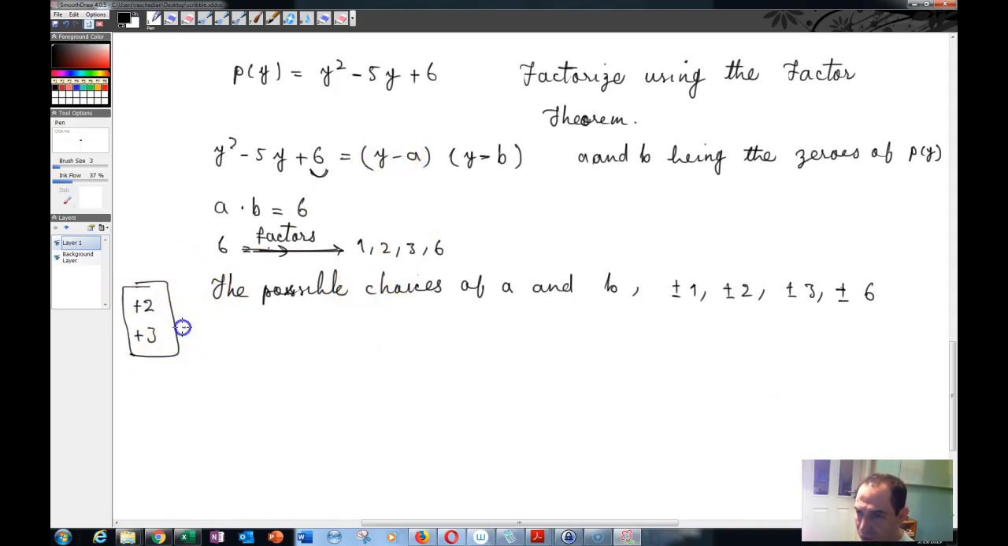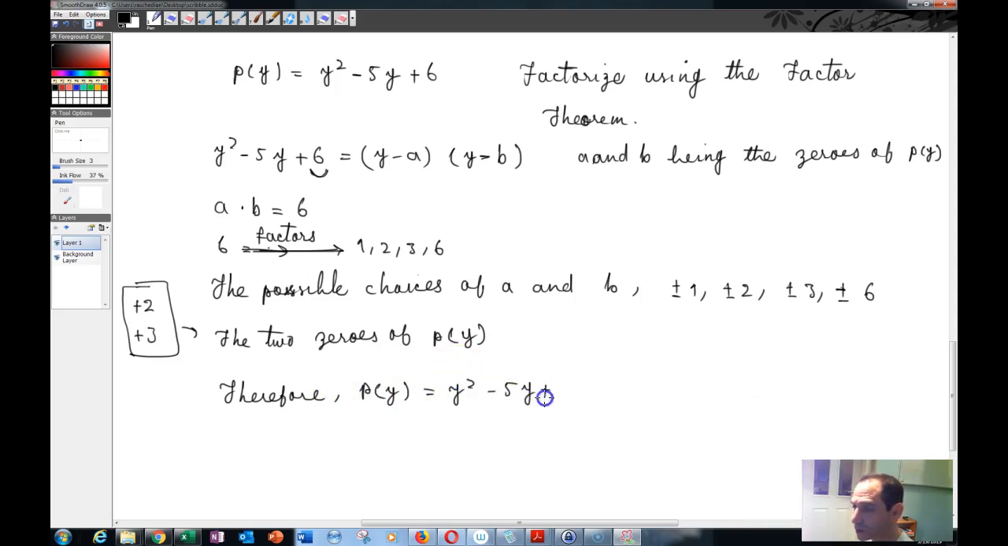Since these are the 2 zeros of P of y, therefore I can write P of y as y squared minus 5y plus 6, and then I can write it as y minus a times y minus b. So that would be y minus 2 times y minus 3. And that's basically how you could solve this problem.